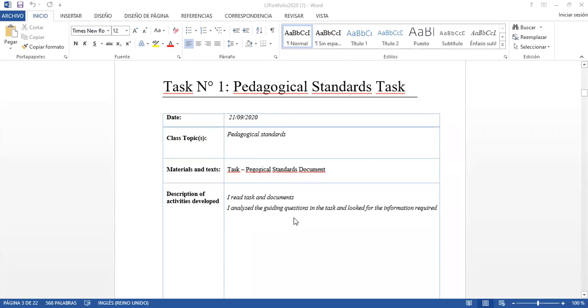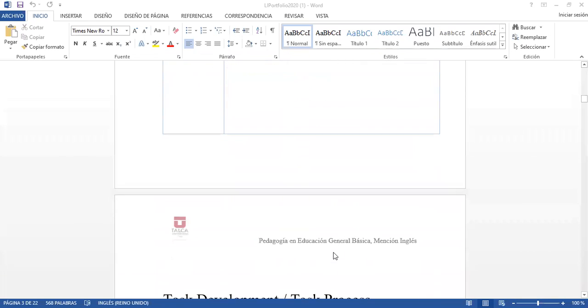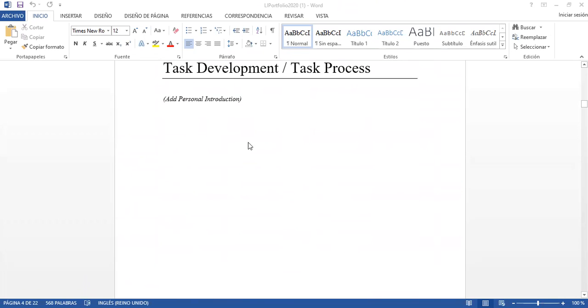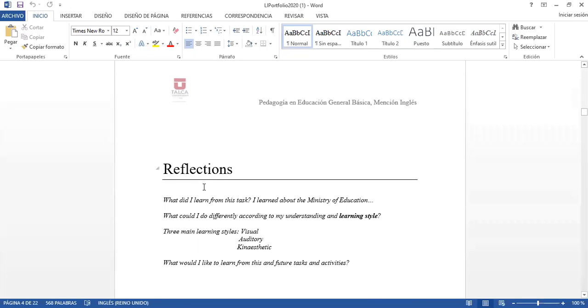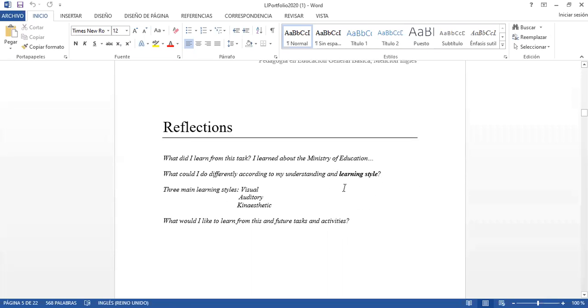Yes, everything. Then in this middle part, you copy the task. You know, the Word document you completed. In this section. Yes, Phoebe, can you see? Okay. And then you have the reflections. And there was a question on learning style. There are three main learning styles.